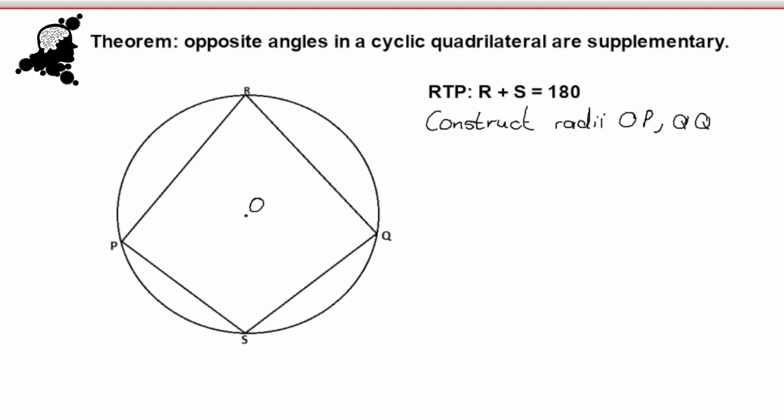So let's get some construction going here. We are constructing a radius from O to P. We are also constructing a radius from O to Q. Now, after having gotten this, we want to label some of our angles just to make life easier for ourselves. We could call this O1 and we can call this O2. So let's get started with the proof.